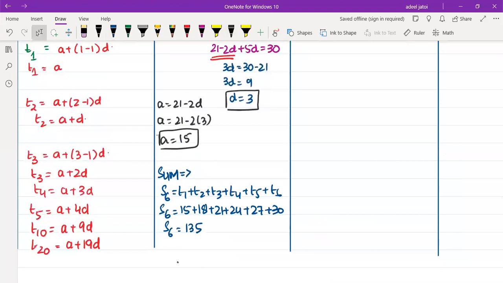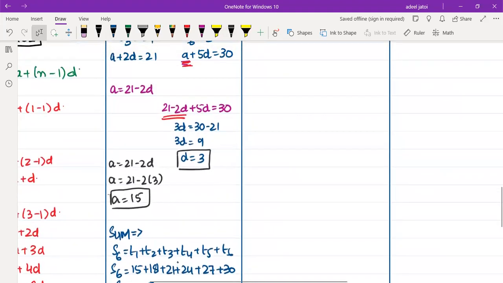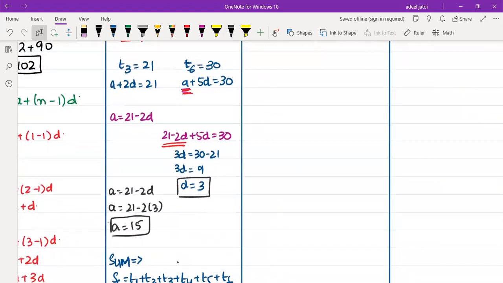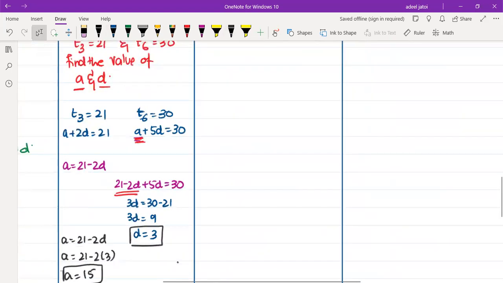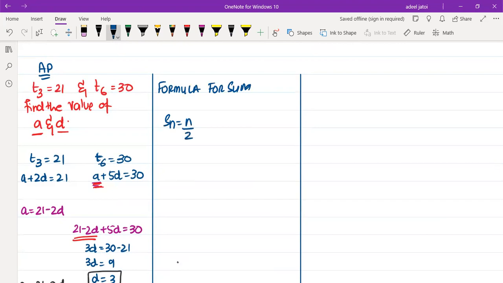But this can be applied for lesser terms, right? But if the question clearly says that you need to have the sum of more terms, then we have a formula for sum. The formula is Sn is equal to n upon 2, 2a plus (n minus 1)d. Let's understand how this is used.